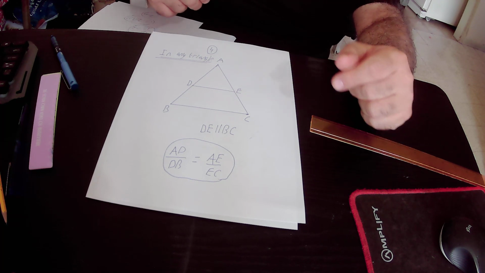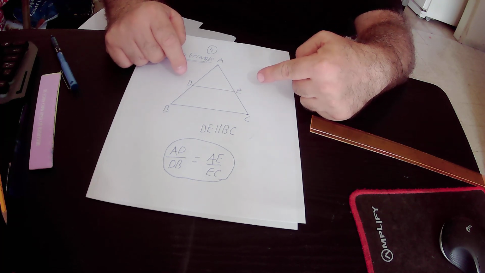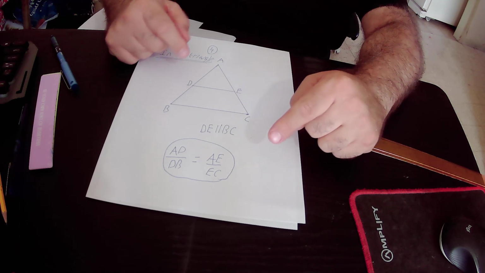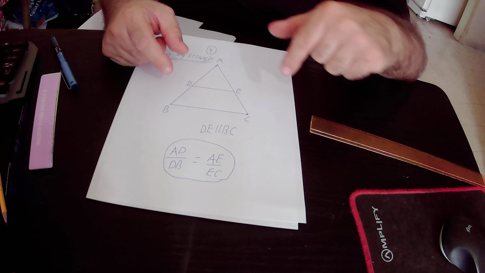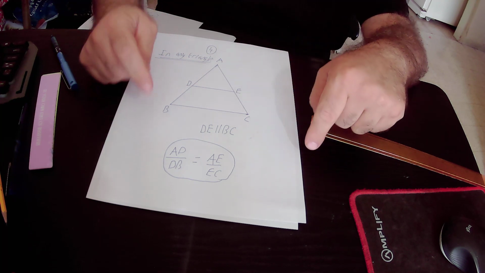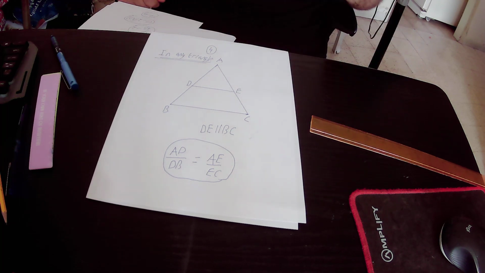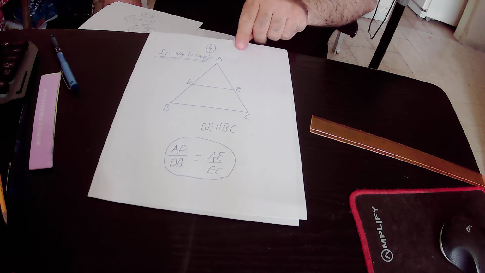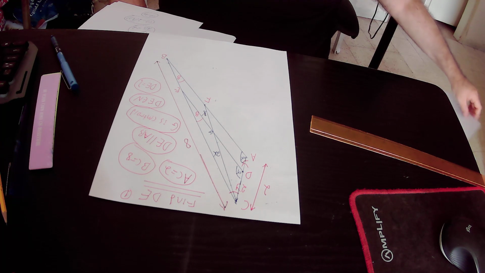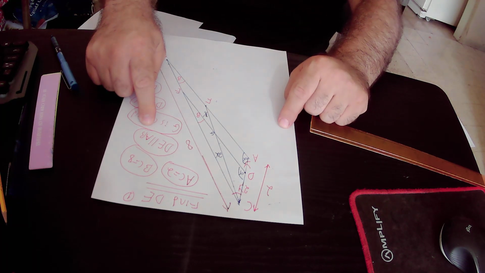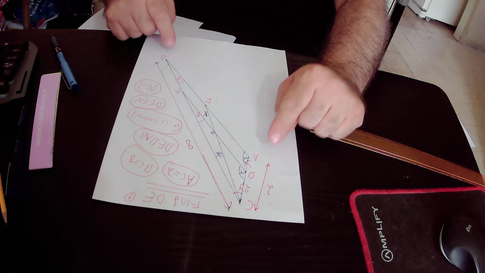Okay? If we know that in triangle ABC DE is parallel to BC, then the following formula is true: AD over DB equals AE over AC. AD over BD equals AE over AC. And again, we can implement this second rule in our drawing, because in our drawing we know that DE is parallel to AB. It is given to us in the question that DE is parallel to AB.